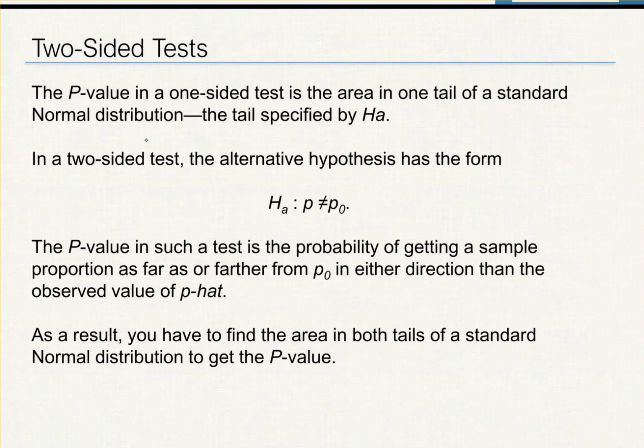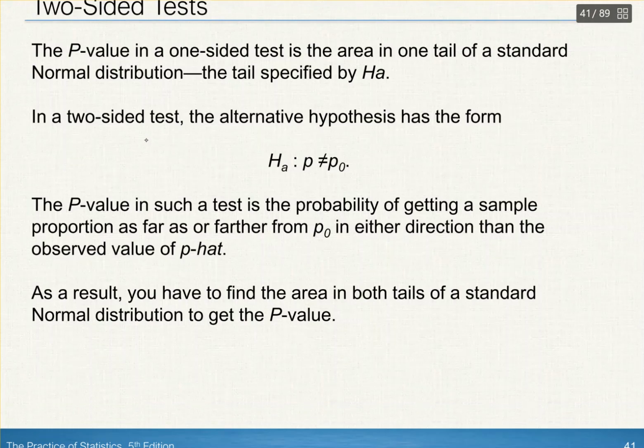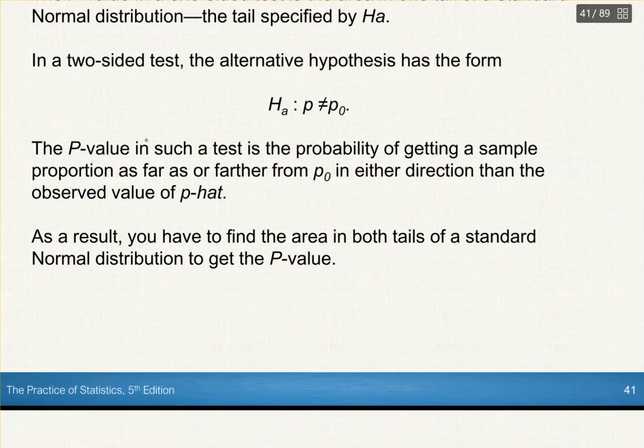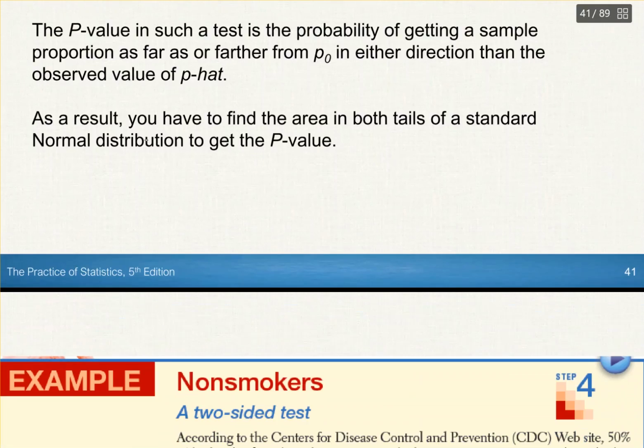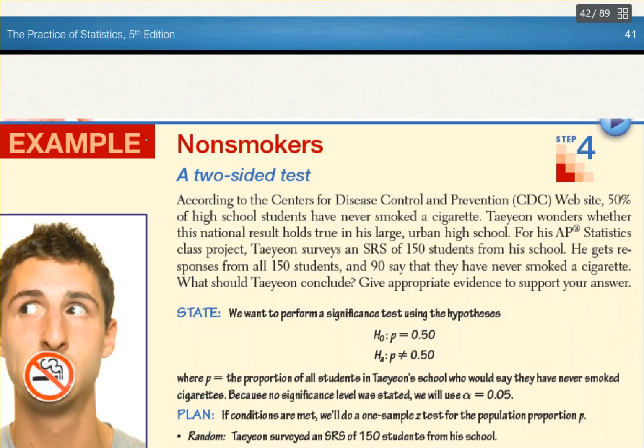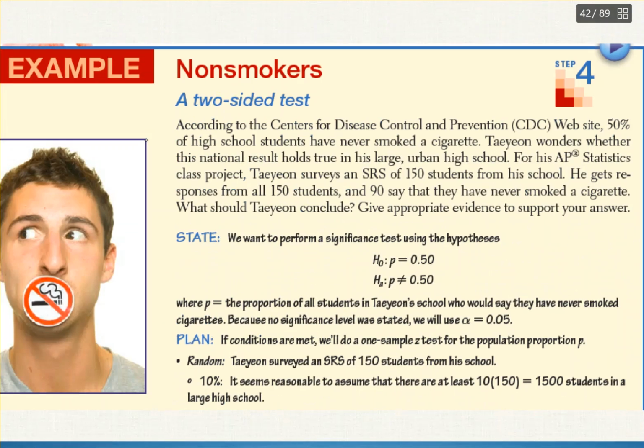Two-sided tests. This is just not necessarily that we think it's lower or higher, but just that we think it's not accurate. So basically, it's in either direction of the observed value of p hat. So basically, what this ends up being is we have to look at both tails, on the right and the left. So let's just do an example real quick.